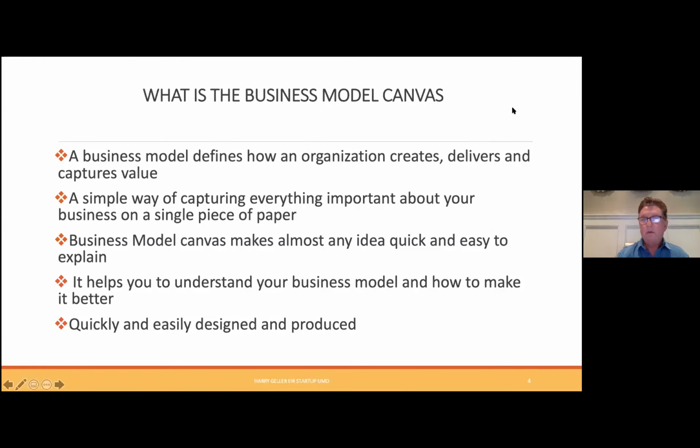So one little thing here. The business model canvas defines how an organization creates, delivers, and captures value. It's really a simple way of capturing everything important about your business on a single piece of paper. The canvas also makes any idea quick and easy to explain, and it helps you and your partners understand the business model and how to make it better. And it's quickly and easily designed and produced.